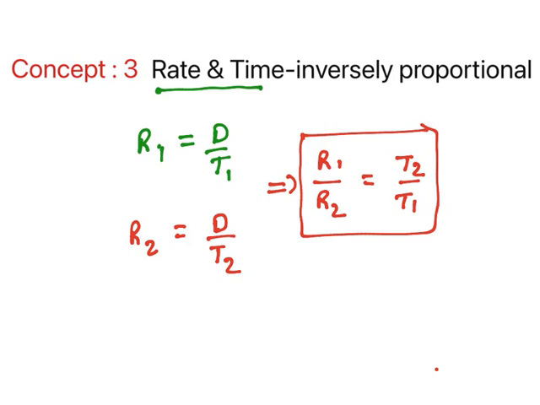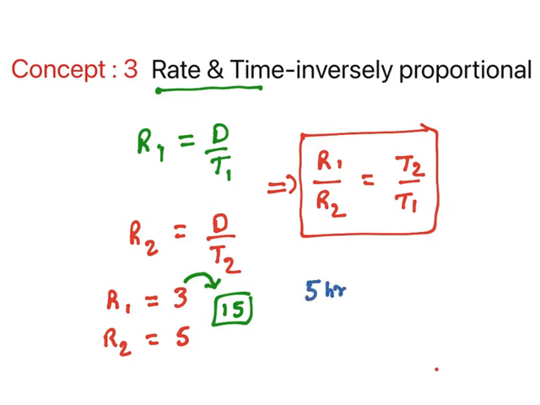Let me give you an example. Let's say R1 is a bicycle running at 3 kilometers per hour, whereas R2 is a bicycle running at 5 kilometers per hour. Totally they need to travel 15 kilometers. Now look at this. If R1 is running at 3 kilometers per hour, how much time does it take? 5 hours, which is T1. Now R2, moving at 5 kilometers per hour, takes 3 hours, and this is T2.